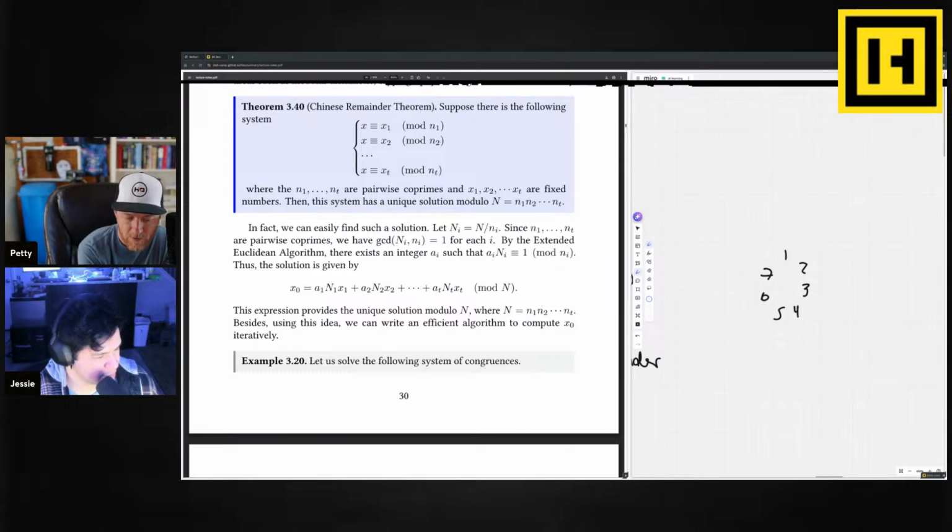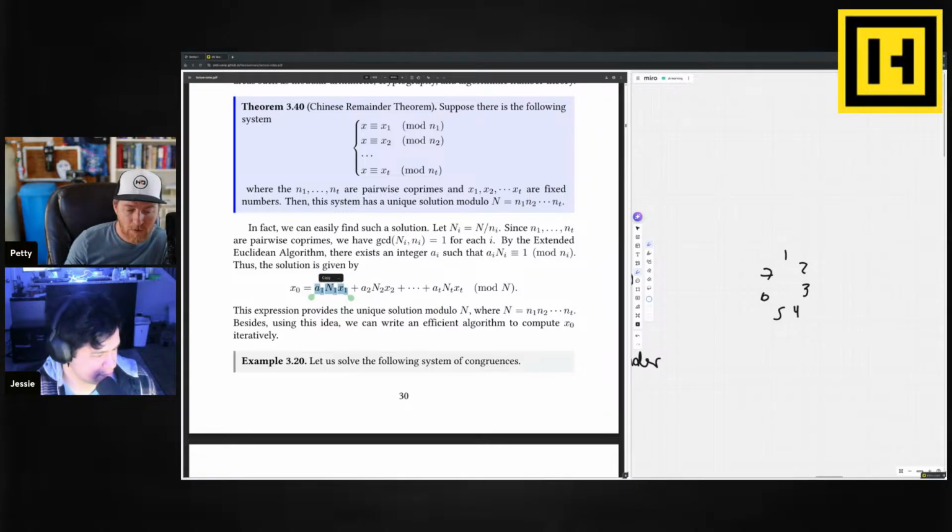This expression provides the unique solution modulo capital N. Besides using this idea, we could write an efficient algorithm to compute x naught iteratively. So this allows you to decompose this large problem into a linear combination of smaller problems and then solve each of those separately. The A1 capital N sum 1 part here is a part of the decomposition.